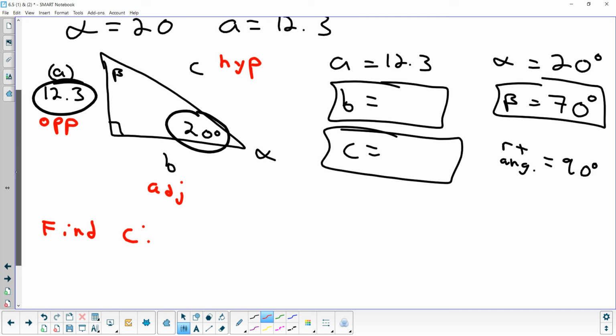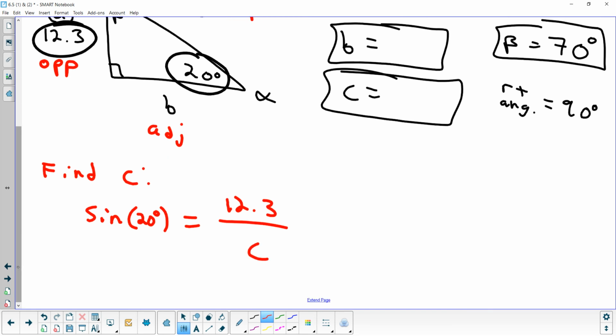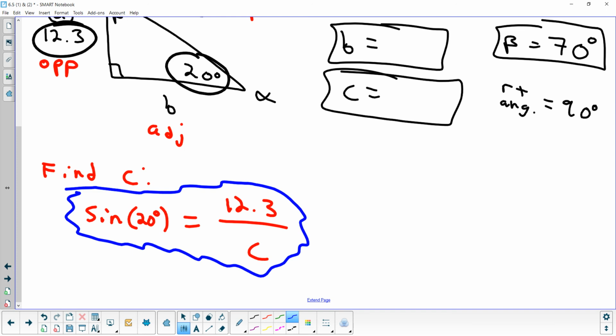Caleb? Sine. Sine, right? The sine is opposite over hypotenuse. Madison, what's my angle? 20. How about Lindsay? What's my opposite? 12.3. And my hypotenuse, Annalise? C. Okay. So, I'm just going to put something around that so we remember this is what we started with. Okay, what's in the blue thing?